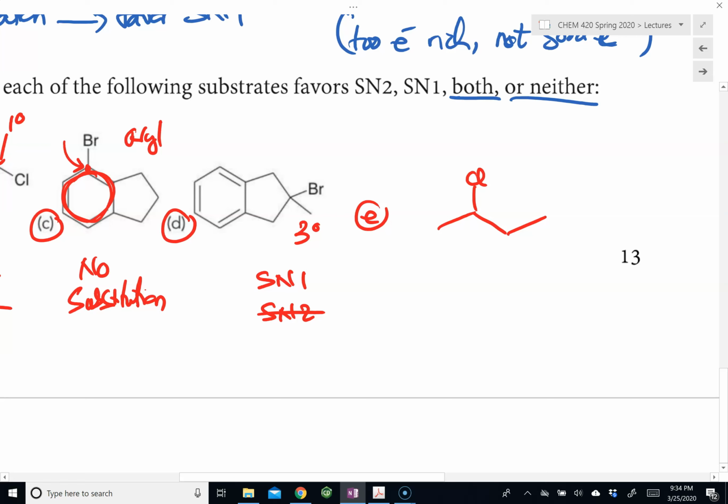What kind of mechanism will be predominant, SN1 or SN2? So here in this case, we have a secondary substrate, and a secondary substrate can undergo substitution reaction. However, there's no selectivity. So this can do both SN1 and SN2 mechanism.